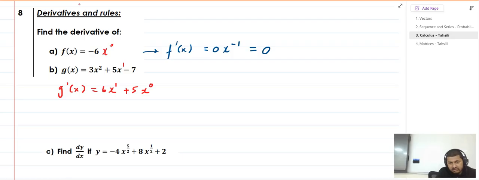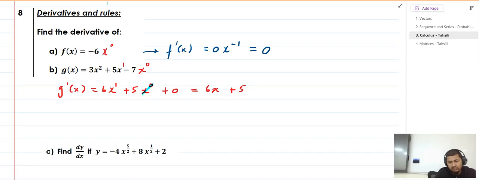Always reduce the power by 1. Now what's the power next to 7? It's x to the power 0. 0 times negative 7 is plus 0. Now let's simplify this. Simplifying this will give me a neat answer, right? So we're going to get 6x plus 5. That's it, because x to the power 0 is already 1, right?